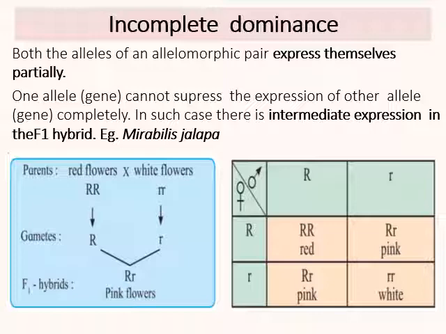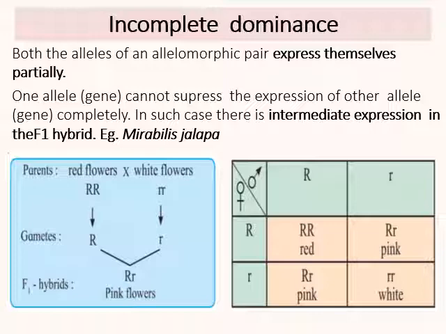That's why it expresses itself partially. So both the alleles express themselves partially. That's why it is also called incomplete dominance. Phenotypic ratio and genotypic ratio both are the same. That is, the ratio is 1:2:1.